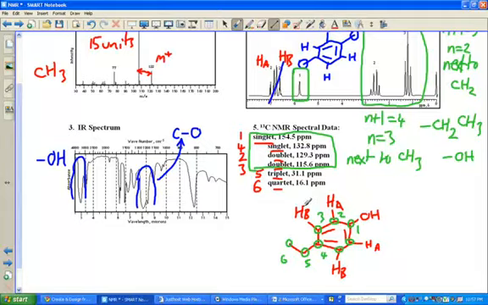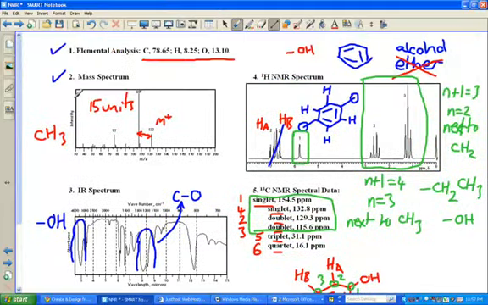So what we've shown is that that structure is the right one. What we've done is we've assigned an actual structure from all this data, and that is the way that you can go about it.